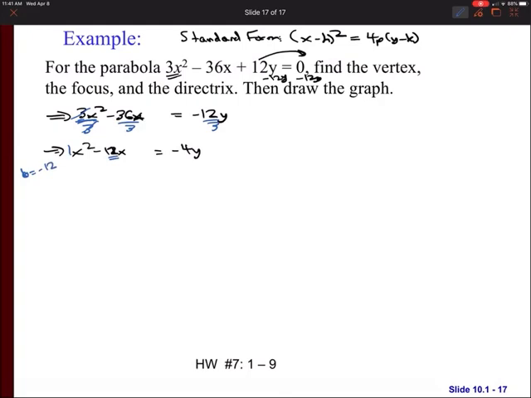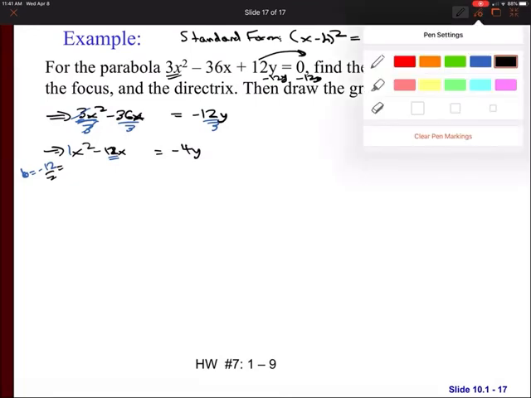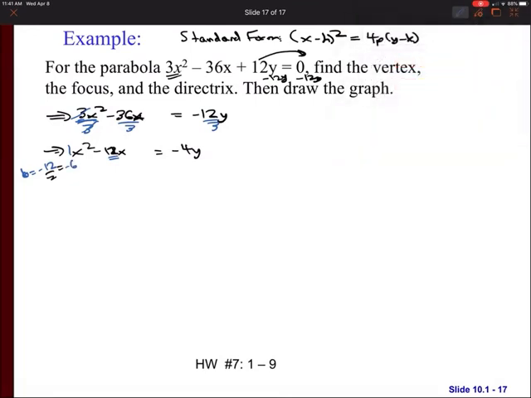So let's go ahead and take half of that number. So b is negative 12. We've got to divide that by 2, and we're looking at the value of negative 6. So we're going to add in a negative 6 squared on both sides of our equation. So to create a square is half of b squared.